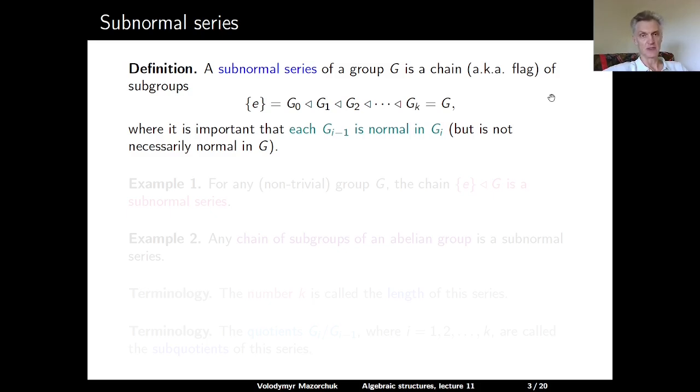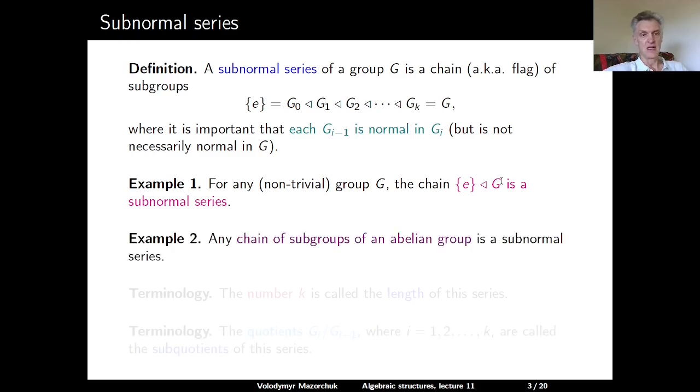So it's a subnormal series. Each component of the series is supposed to be normal in the next one, but then this doesn't have to be normal in the whole group G. For example, for any non-trivial group G, the chain which consists of the identity and the group itself is a subnormal series. Example 2. Any chain of subgroups of an abelian group is a subnormal series because all components are normal already in the whole group G.